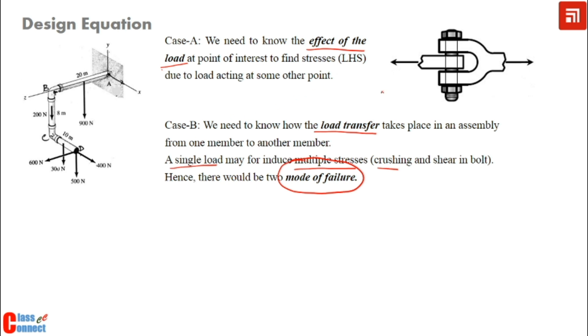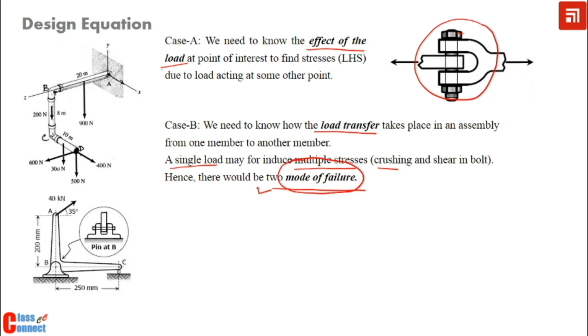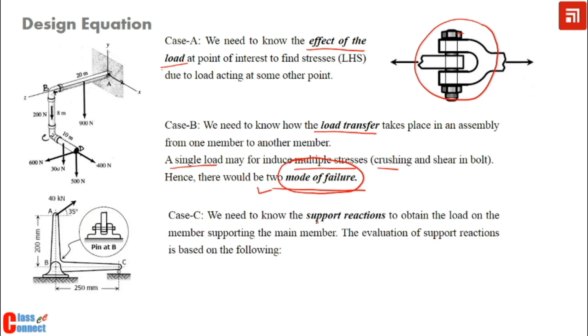So the design equation in this particular case, if we are trying to design this bolt, we have to consider all possible modes of failure of the bolt. And in this case, we are clearly visualizing there are at least two modes of failure. There can be some more we'll be discussing later on, but two are quite obvious. One is crushing, another is in-plane shearing. In the third case, we need to find out the support reactions.